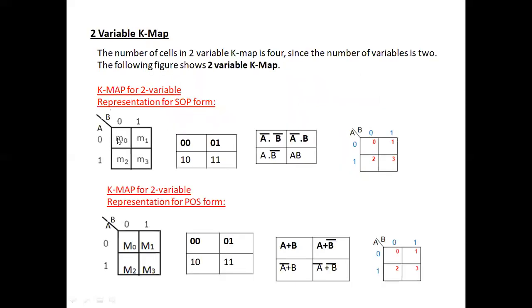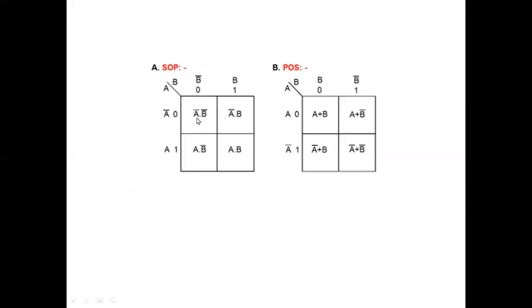First cell is representing the value A0, B0. And second cell M1 is representing A0, B1. Third cell is representing 1, 0. And fourth cell is representing 1, 1. So the product terms are A bar B bar, A bar B, A B bar, A B respectively. This is small m0, m1, m2, m3.